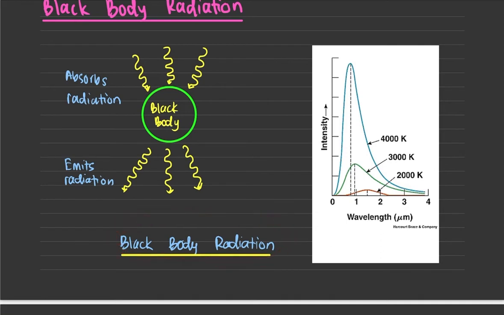So what we need to know is every object radiates energy. This energy is emitted at different wavelengths of light. The distribution of this energy is called the black body curve. As we can see, the curve changes with an object's temperature.